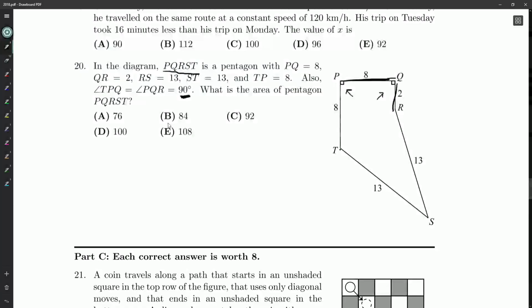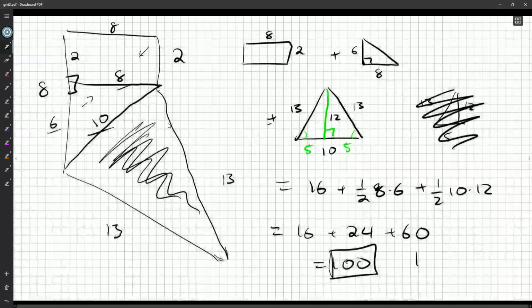Is 100 one of our possibilities? Yep, it's right here. It's D. And that's exactly what we're going to bubble in.